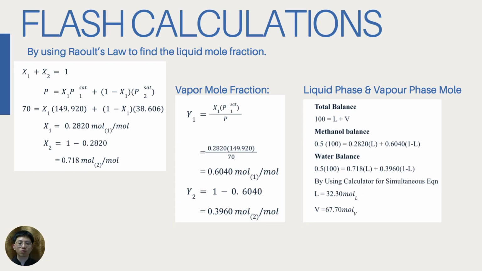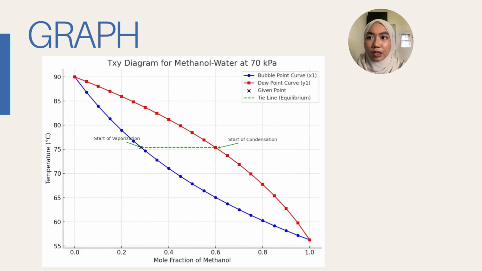Thank you. The next one is the XY diagram, which is for the methanol water system at 70 kPa. The blue curve is the bubble point curve, where the liquid starts to vaporize, and the red curve is the dew point, where the vapors start to condense. The green dashed line is the tie line at 75 degrees Celsius, which connects the two curves. So this system is in the two-phase region. The tie line shows the equilibrium composition of the vapor and the liquid at 70 kPa.